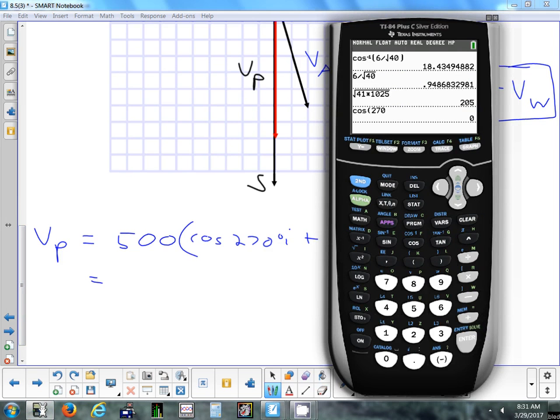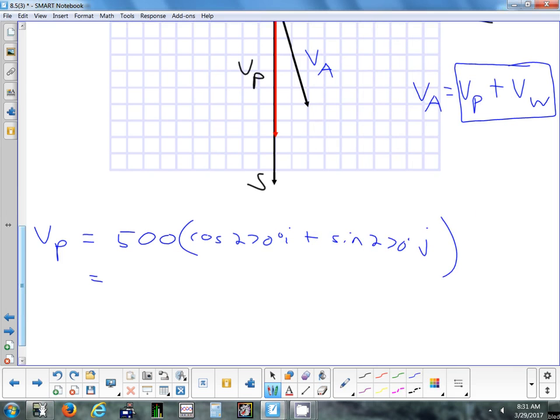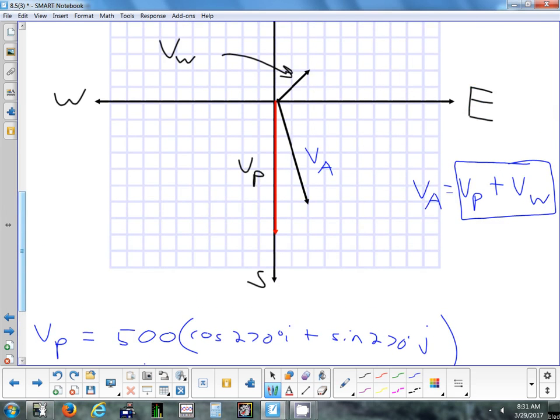Cosine of 270 is 0. So that means we're not going to have any horizontal component. That means basically all the velocity is going in one direction. And that should make sense here, because look at the red line. It's on an axis. If you draw a vector on an axis, one of the components is 0. In this case, the left and right component is 0.